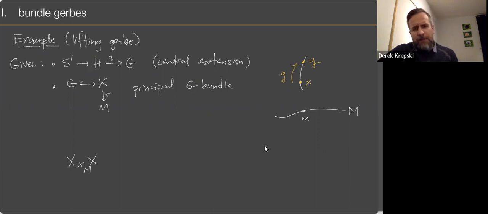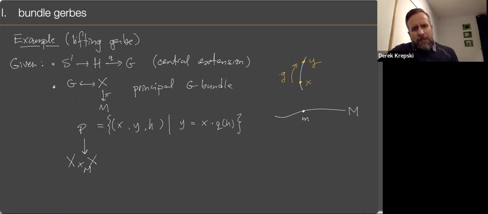Over this fiber product, over the set of points in the same fiber, we will cook up the space P. P will be the set of triples (x, y, h), where x and y lie in the same fiber of our principal G bundle, and h is a group element in the group H that sits over the group element g that connects x and y. This is some pullback construction.